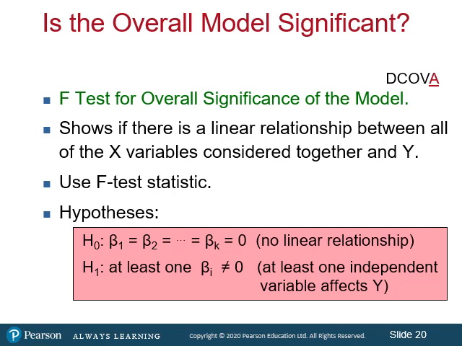So how do you write the hypothesis for the F test? H null: beta 1 equals beta 2 equals beta 3, beta 4, until beta k equals 0. What it tells you is there's no linear relationship between your independent variables and the dependent variable. The alternative, which is H1, will tell you at least one of the betas is not equal to 0. What it tells you is at least one independent variable has some effect on y.